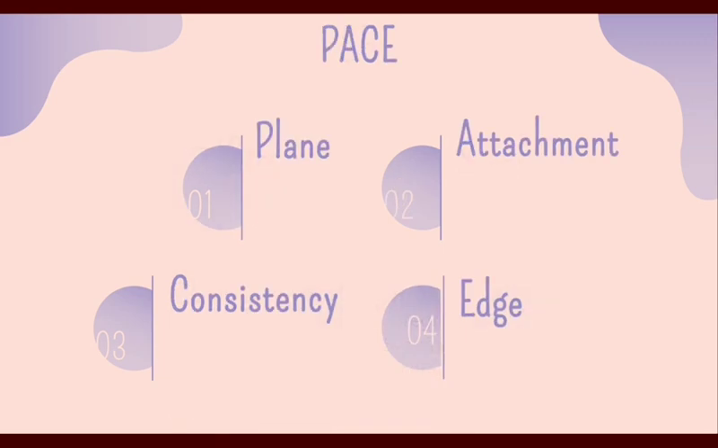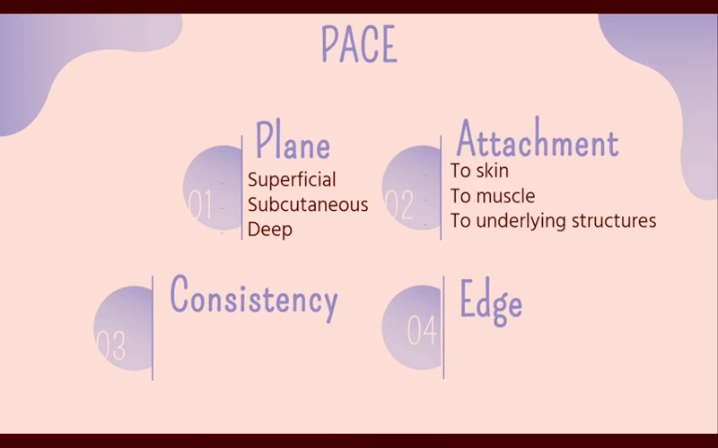For the second part, PACE, we have to describe plane, attachment, consistency and edge. For the plane part, you have to describe whether the lump is in superficial plane, subcutaneous plane or deep plane. And for the attachment, you have to describe whether the lump is attached to skin, to muscle, to underlying structures. For the consistency part, you have to tell whether the lump is soft, firm or hard.